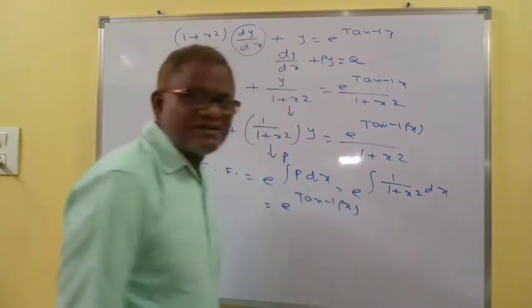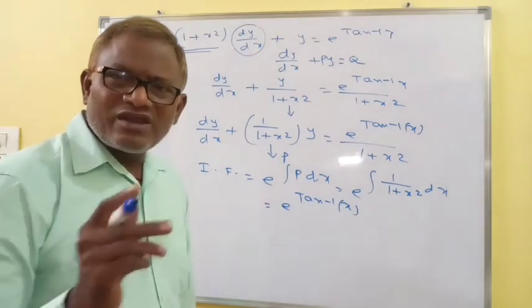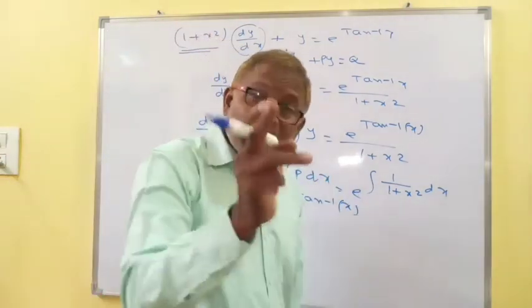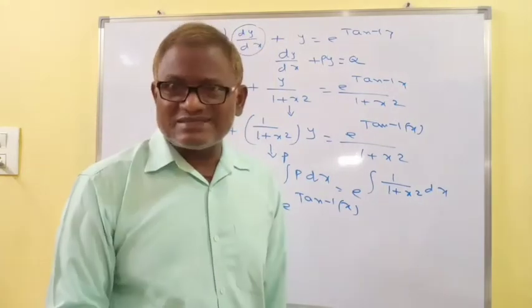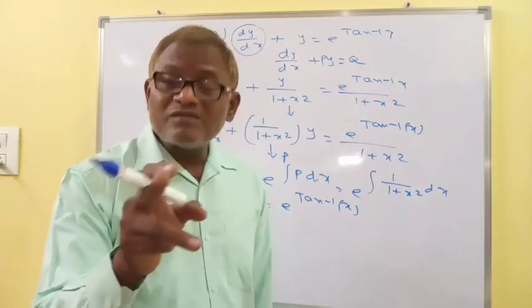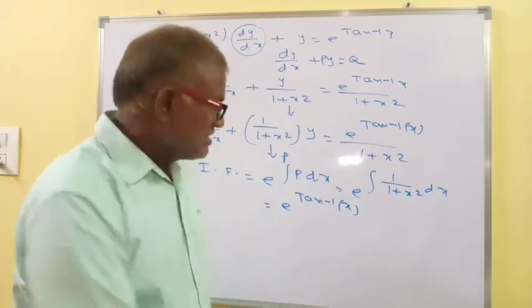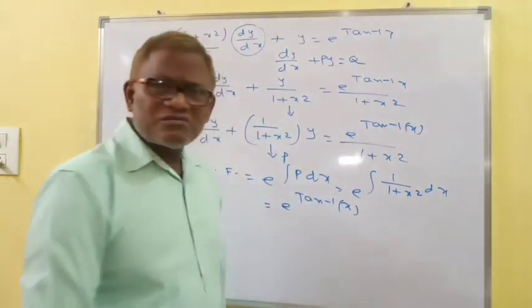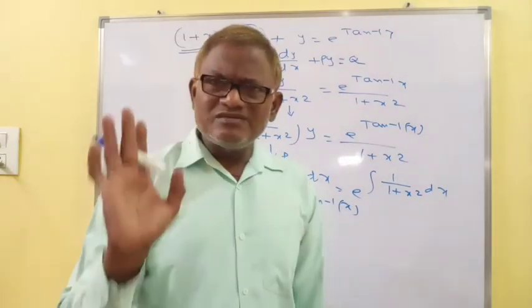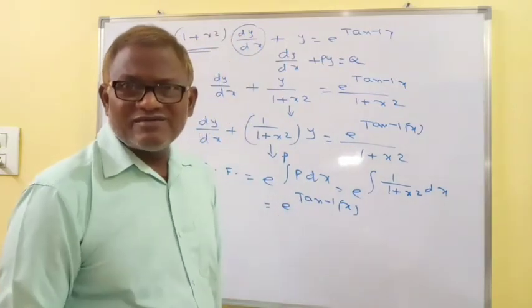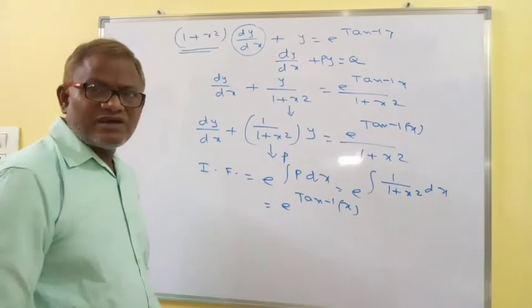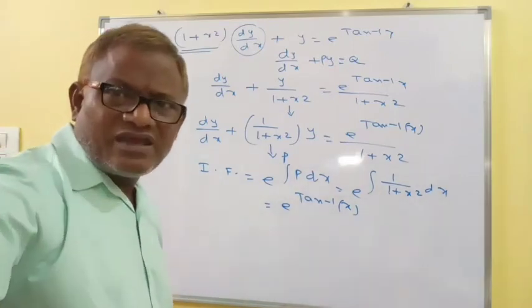This is the IF. Only whenever the form is e power log f of x does it mean f of x. E power log f of x means f of x. But here no logarithm is there, so just write like this only. No need to simplify. Okay, this is the IF of the given DE. Okay. Next.